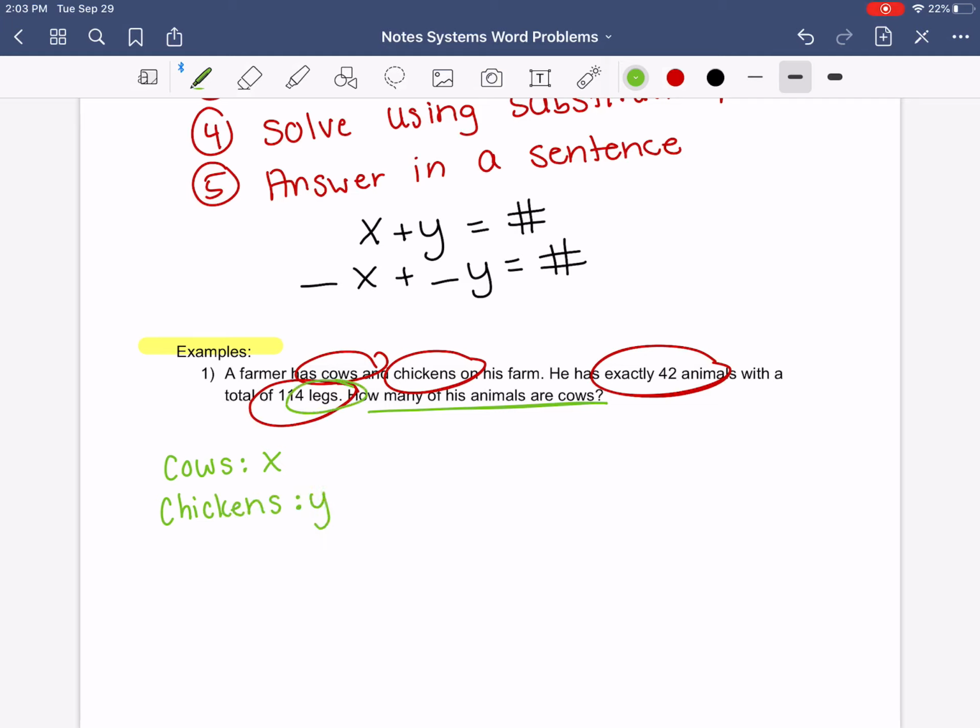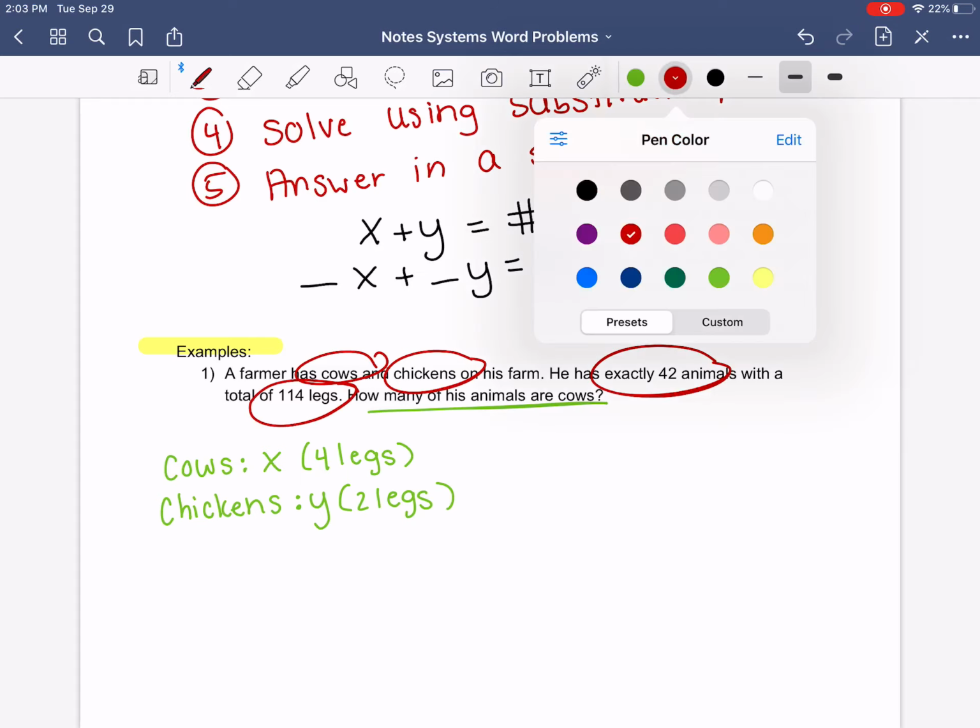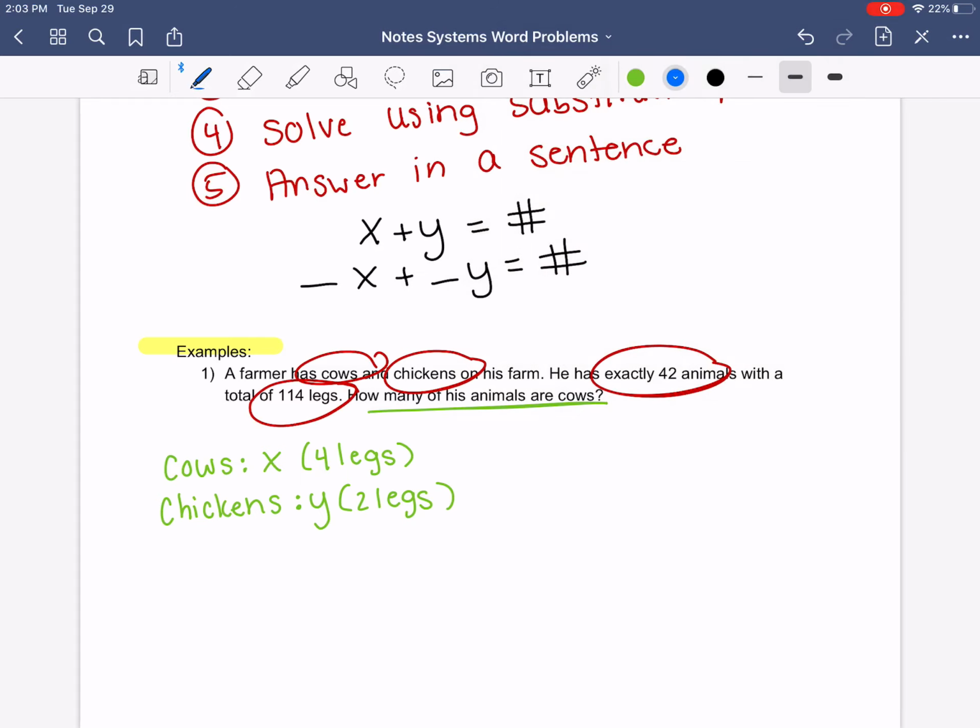It also talks about legs. So you want to pay attention that a cow, remember, has 4 legs, and that a chicken has 2 legs, right? So step 2 is where we defined our variables. When we set up our equations, we want to use the information that they gave us. They told us that he has exactly 42 animals. So if I added the cows, which is X, plus my chickens, which is Y, I would have exactly 42 animals. Now I'm going to take into consideration their legs. Well, a cow has 4 legs. A chicken has 2 legs, and of all 42 animals, they have a total of 114 legs.